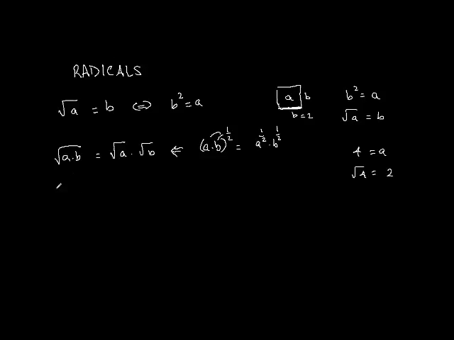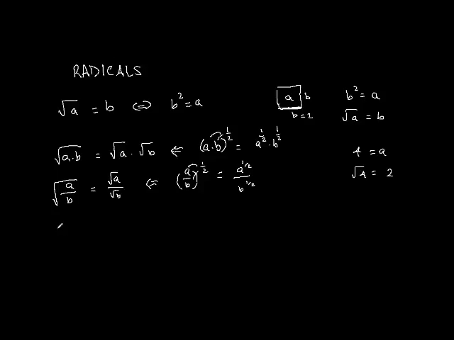This is also true for fractions. So if I have a divided by b in the square root, then this is the same thing as the square root of a divided by the square root of b. And this also comes from the distribution law of exponents. A over b to the power of 1/2 is equal to a to the power of 1/2 over b to the power of 1/2. So what I did is I distributed the 1/2 to the numerator and to the denominator.